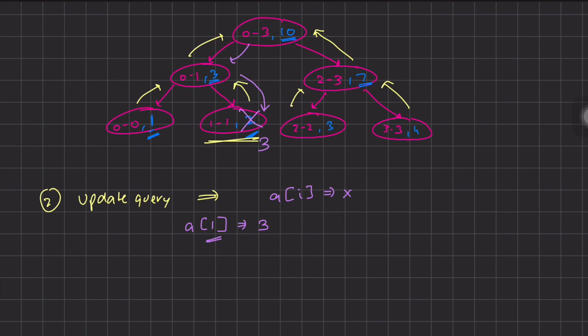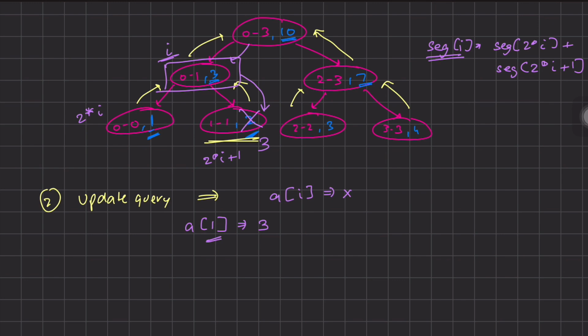Now when I back propagate over here using my second property of building, which I had, that if the index of this node is I, then this node is 2 into I, and this node is 2 into I plus 1, then segment tree of I is equal to segment tree of 2 into I plus segment tree of 2 into I plus 1. And this is how I'm going to update this index. So this index will become 1 plus 3, which is 4. And over here as well, I'm going to use this formula and I will get 4 plus 7, which is 11. So that is how I'm going to update my segment tree. This is how we do update query.